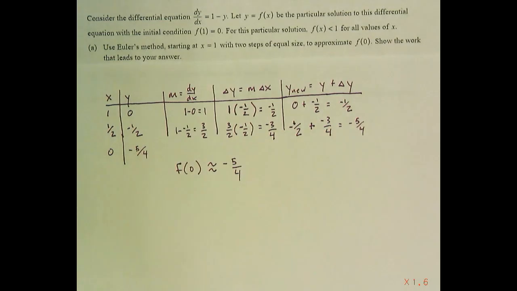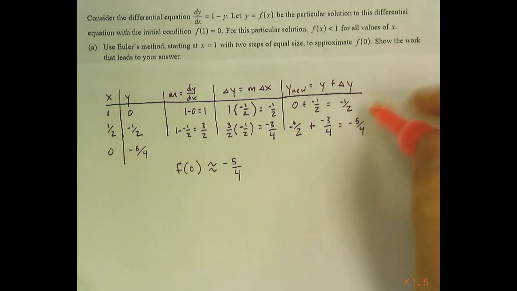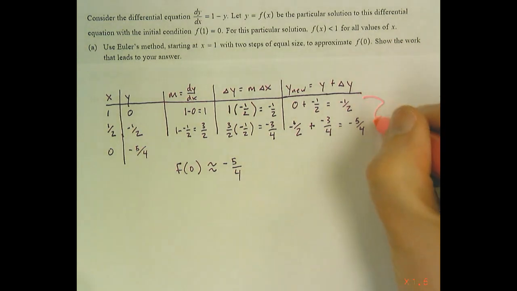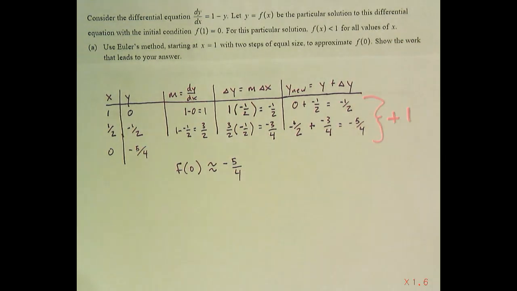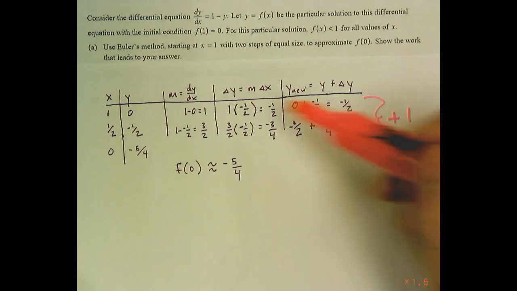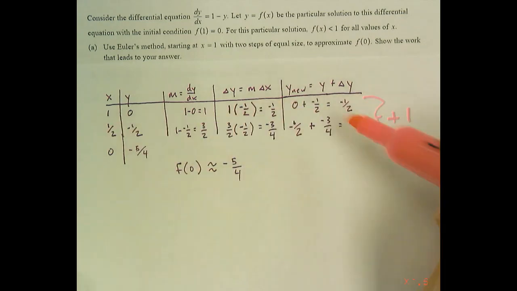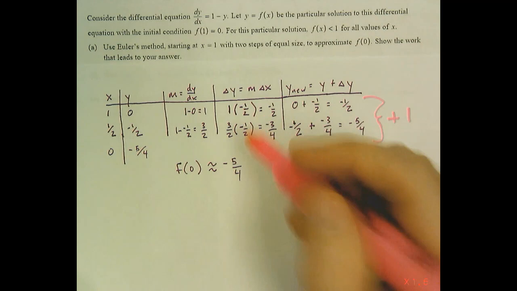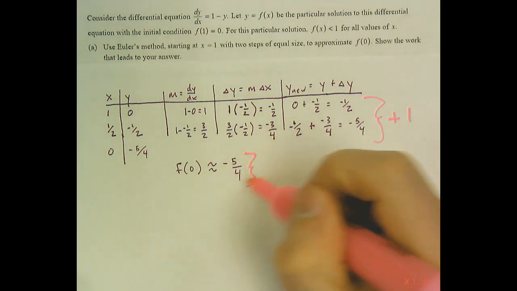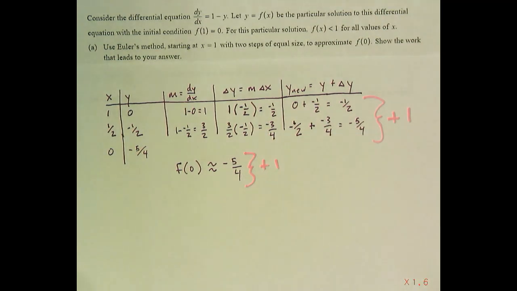So the way that they award points is if you did Euler's method with 2 steps, that's going to be 1 point. So I will give you that point even if you accidentally wrote positive 1/2, because you're demonstrating knowledge of what Euler's method is. You made an arithmetic mistake. You, however, probably won't get the final point for arriving at the correct answer of negative 5/4.